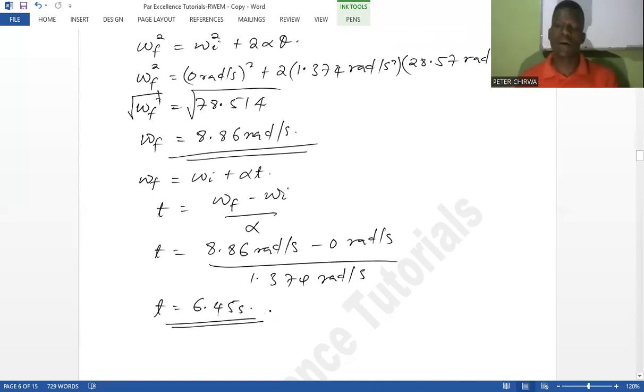So this is how you find this question. I know it was involving and all that, but I believe I explained in at least a simple way that you are able to understand or get the concept behind it.